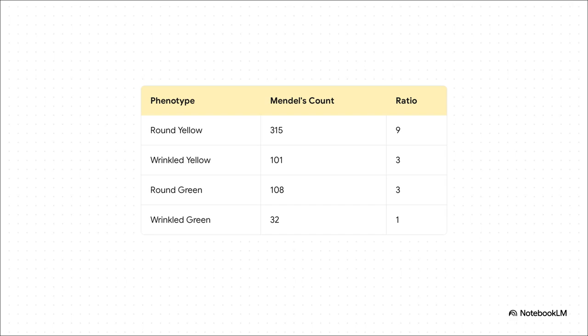And boom, look at this. When he counted thousands of seeds from that second generation, he didn't just get the two original combinations. He got 4 different types, including brand new ones, round seeds that were green and wrinkled seeds that were yellow. And they always appeared in this beautiful, consistent 9:3:3:1 ratio. This was the proof. This could only happen if the factors for shape and color were assorting independently.